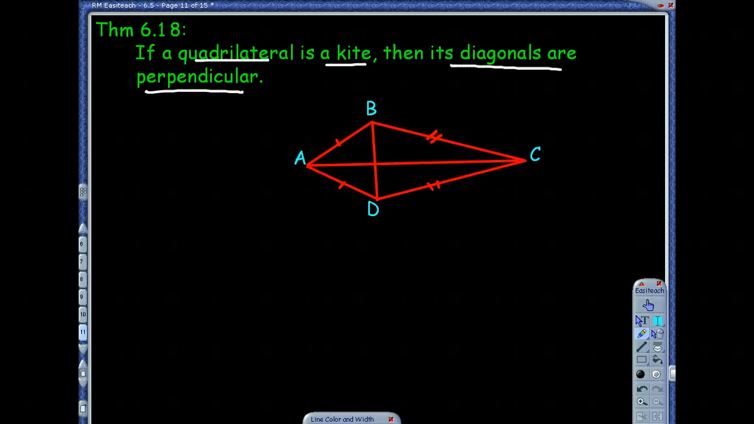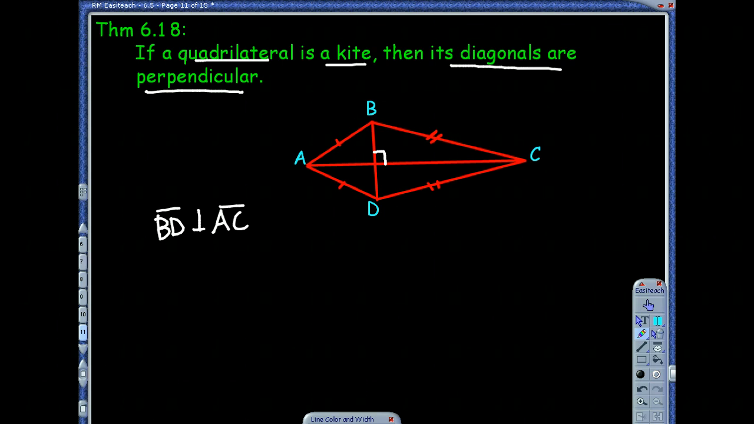We saw perpendicular diagonals with rhombuses and squares too. So it's not that any time you have perpendicular diagonals, it will be a kite. It's that if it is a kite, this is also true. So if I give you this as a kite, then what can we say? That segment BD is perpendicular to segment AC. So we can say those are perpendicular here. Now, again, this doesn't prove it's a kite.